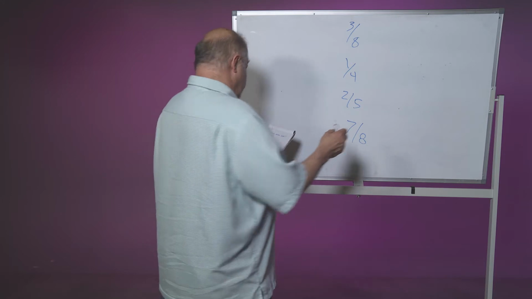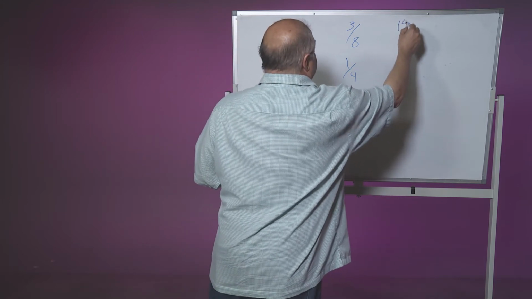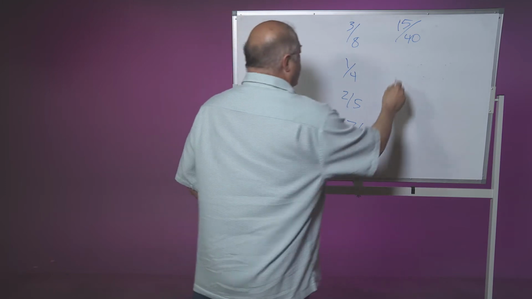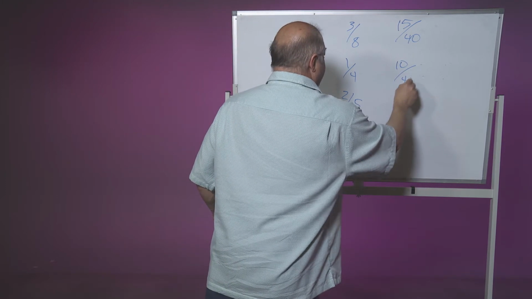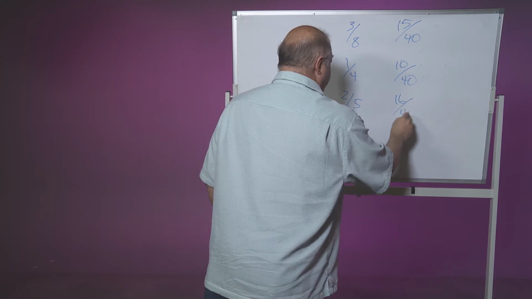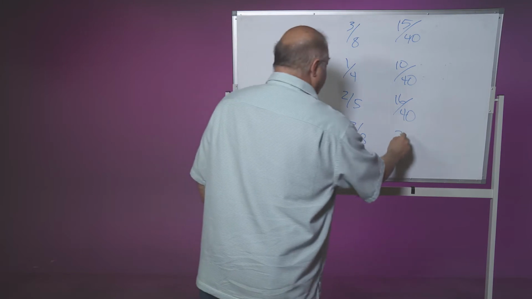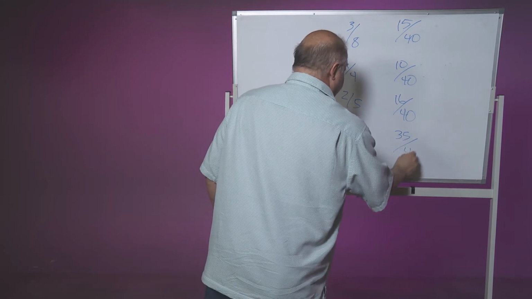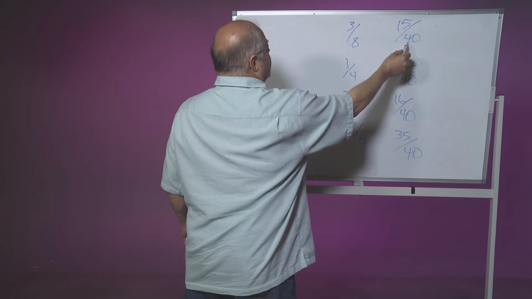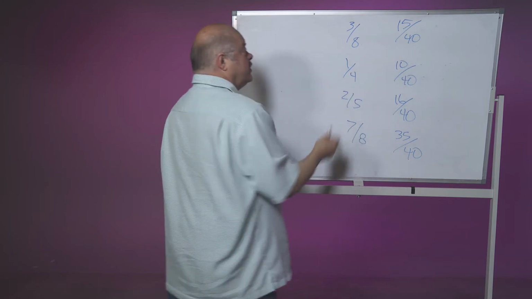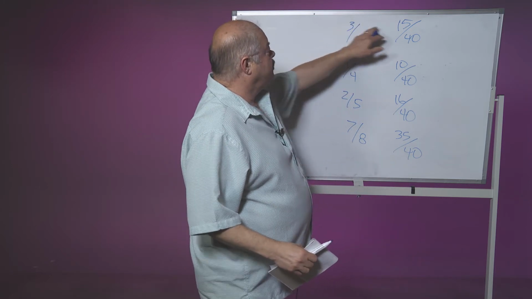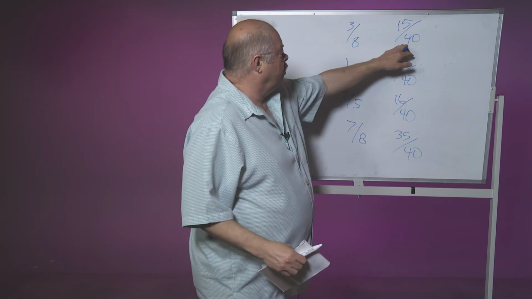But for this one, 3/8 is 15/40. 1/4 is 10/40. 2/5 is 16/40. And 7/8 is 35/40. To convert from this to this, you multiply the top and the bottom by 5. So 3 times 5 is 15. 8 times 5 is 40.